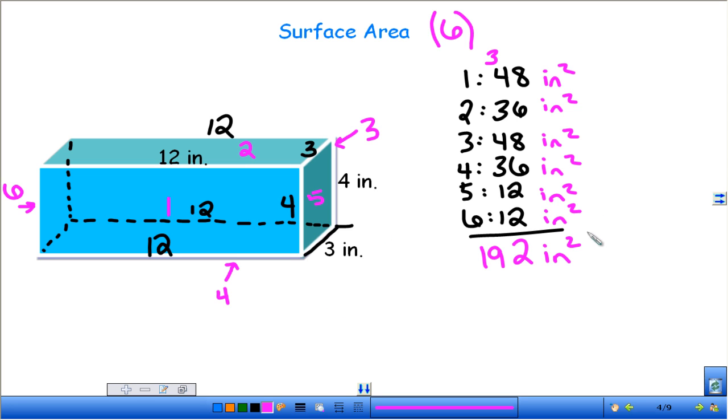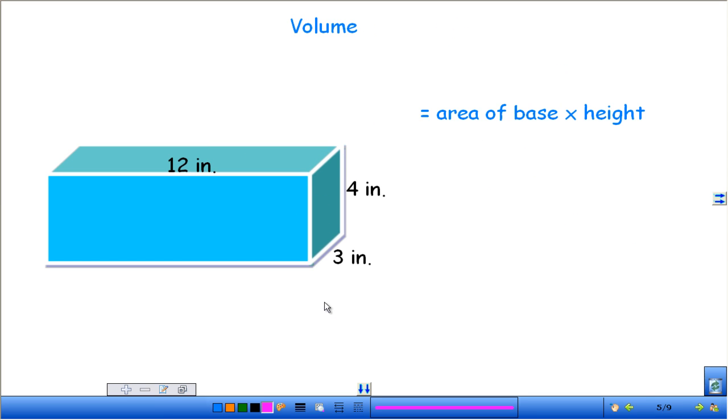All right, let's move on to volume of this one. Okay, volume of prisms is actually pretty easy. All you have to do, and you're going to have to take a second and write this down, is you find the area of the base, whatever the base is, and you multiply that by the height.